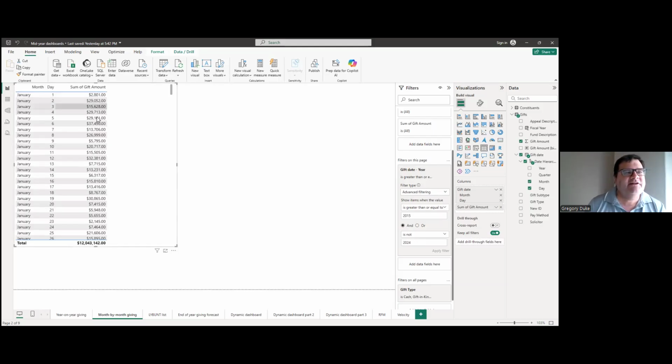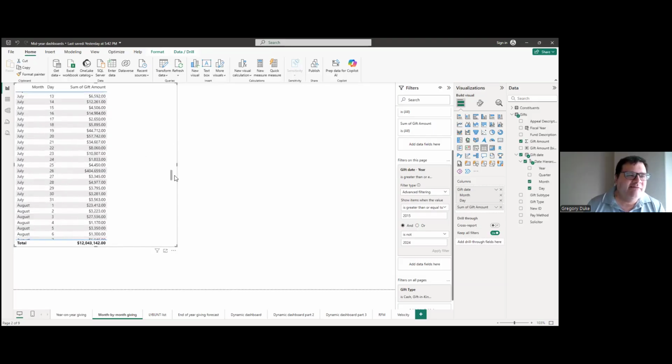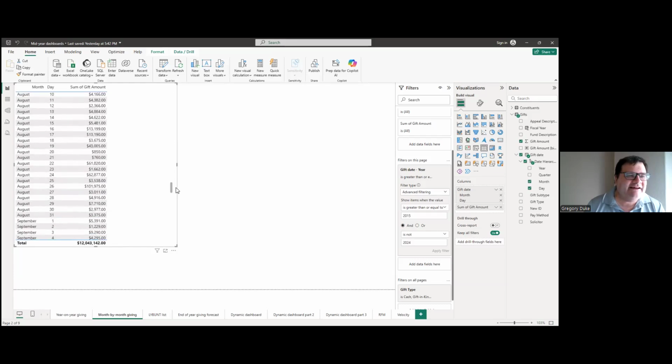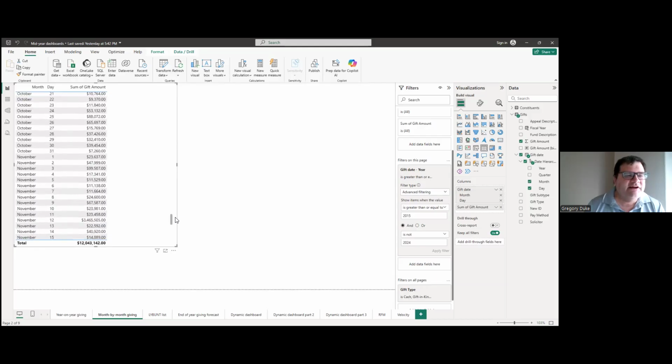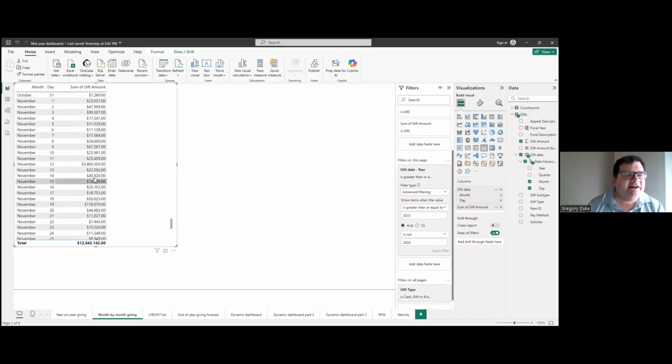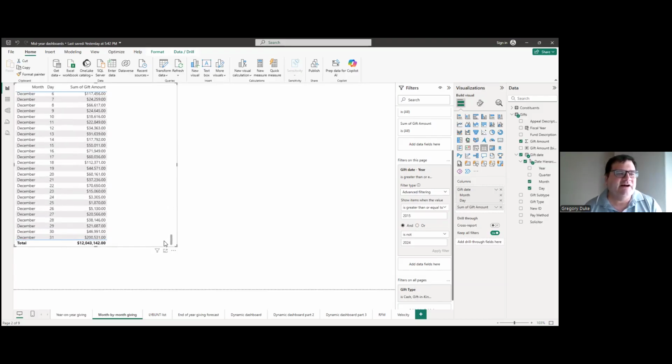This is how much we received over the last 10 years, every day of the year, which is a little much to see. But one thing you can see is as we get down into this part of the year, we're starting to get a little more money. We had a huge gift on November 12th of one year that kind of bumped up the totals quite a bit.